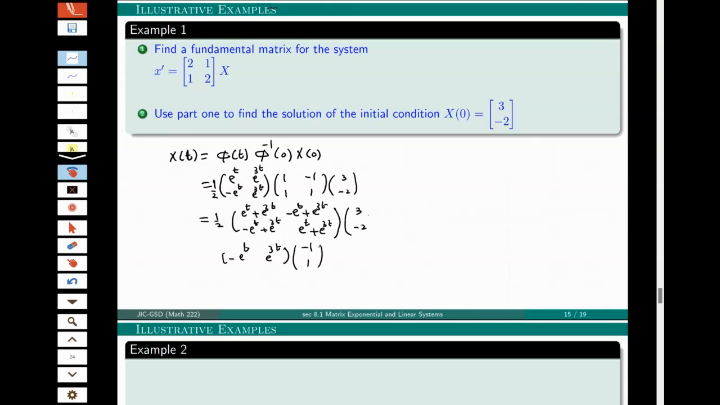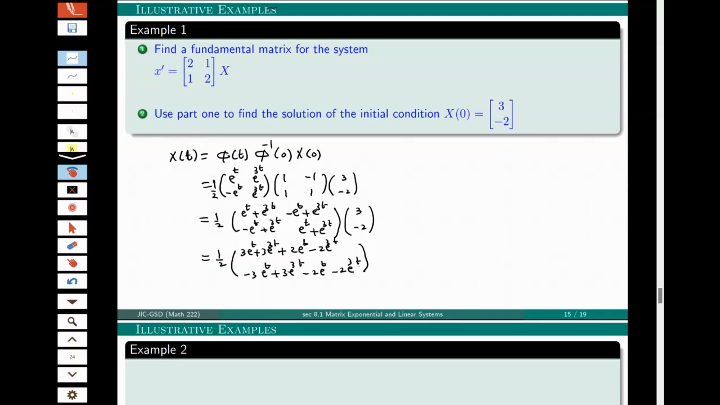We need to multiply it with the 3 minus 2 now. So what we will get, that will be 1 half. It will be 3 e to the power t plus 3 e to the power 3t, and minus times minus will be plus 2 e to the power t minus 2 e raised to the power 3t. And here I will have minus 3 e to the power t plus 3 e to the power 3t minus 2 e to the power t and minus 2 e raised to the power 3t.